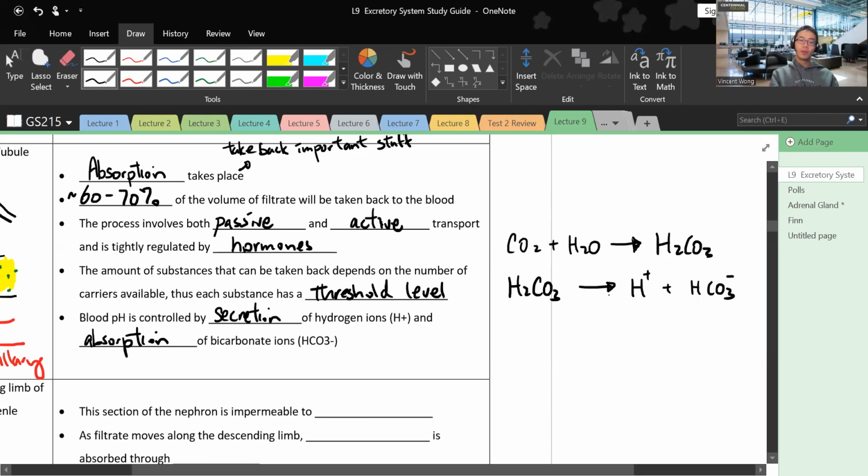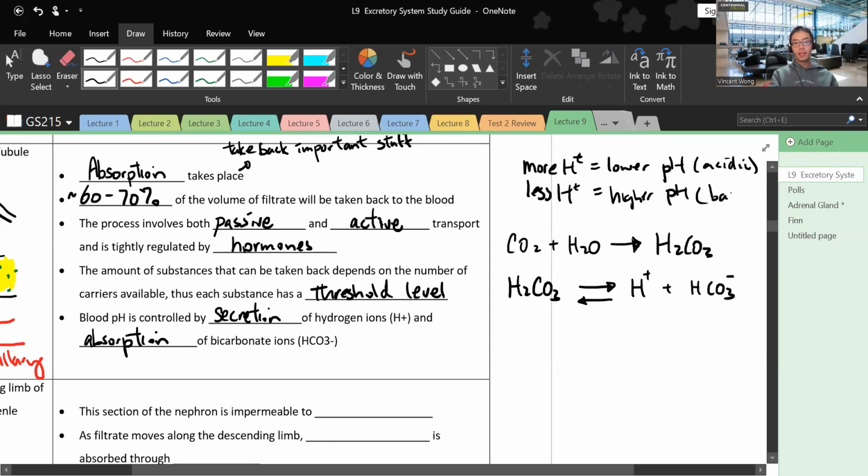Okay. Now, what they sometimes don't tell you in chemistry class is that a chemical reaction can go both ways. It doesn't always have to go one way. It could go both ways. And the general thing to remember is more H+ equals lower pH, and less H+ equals higher pH. Lower pH is acidic, and higher pH is basic. Okay. So the blood pH, as I said, needs to be controlled.